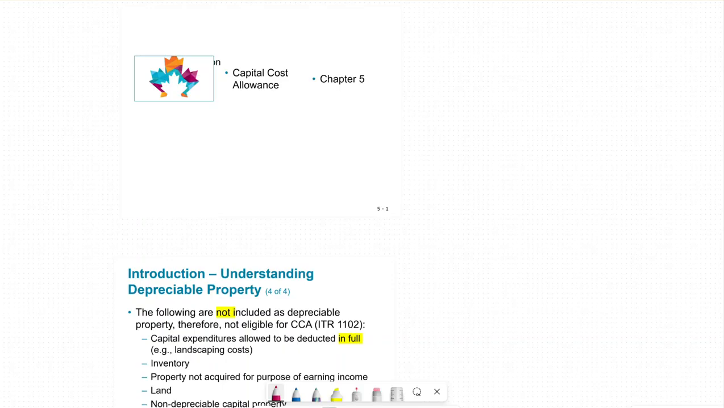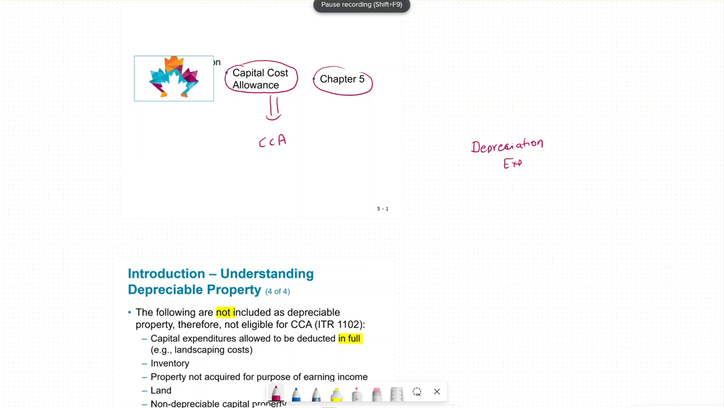Today's recording is Learning Capital Cost Allowance. It's chapter 5. In short, capital cost allowance is CCA. Now, just before we start with the CCA, you have done accounting courses. Under accounting standards, we record a depreciation expense, that is, we amortize the expense. Under the income tax, we use CCA. It's a deduction from our income before arriving at taxable income.